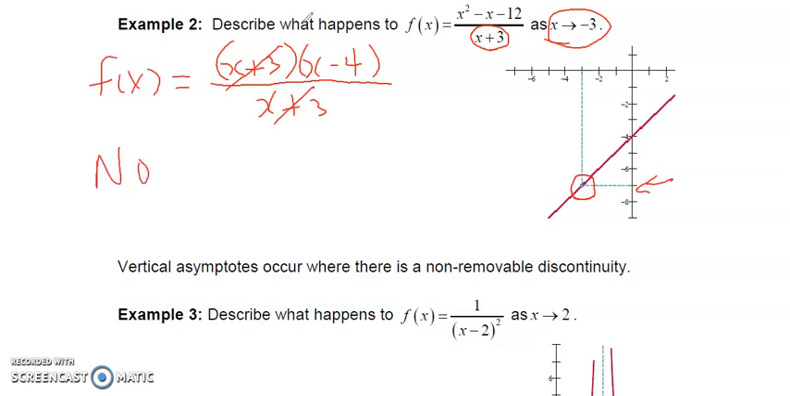So the conclusion that you can make for this question: no vertical asymptotes.